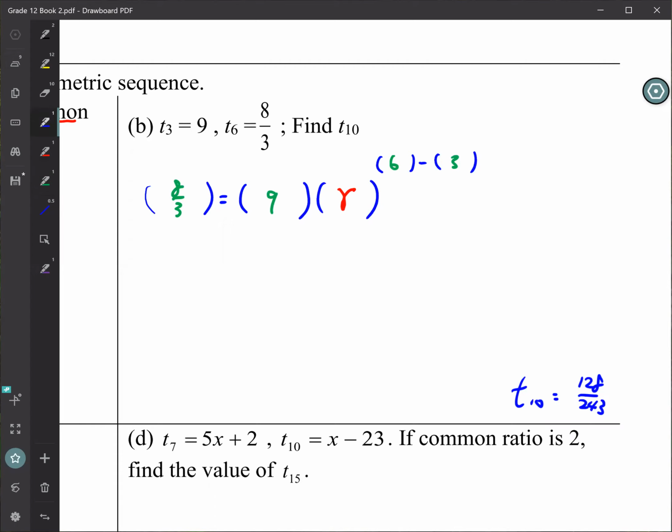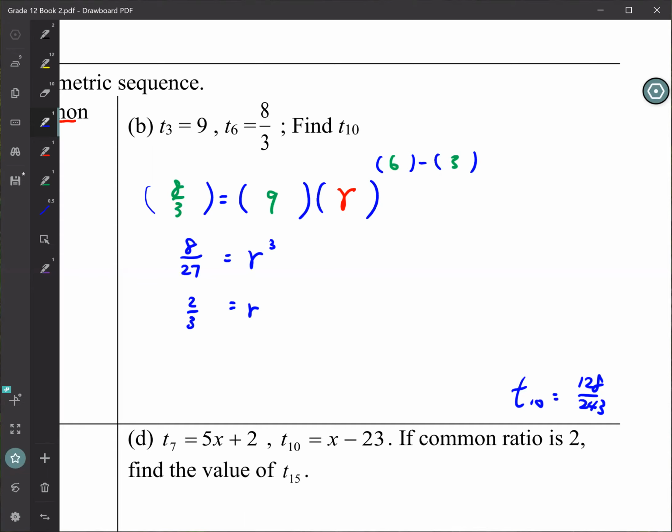Keep going if you're not done yet. 125/243 should be okay. So if we divide by 9, that will give us 8/27, r to the cube. So cube root, 2/3. Okay, ratio is 2/3.